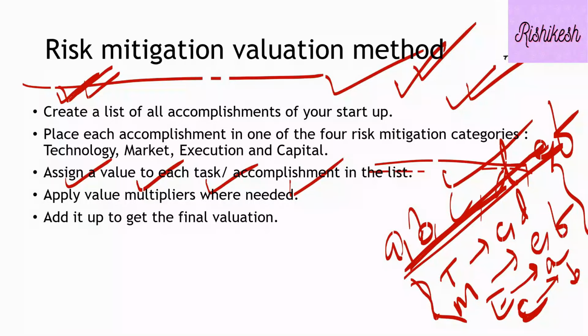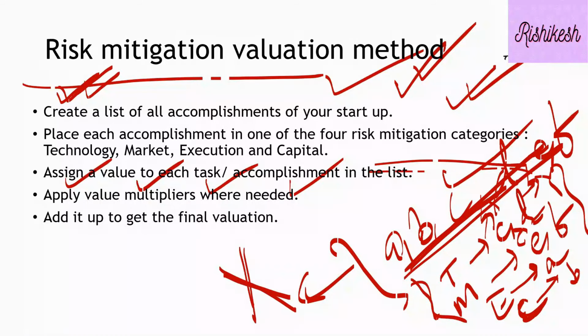Now, once you do that, next is to assign a value to each task or accomplishment in the list. So, C, you assigned a value, let us suppose X dollars, D, you assigned Y dollars, E, you assigned Z dollars, and so on. You have to assign a value and then add all these values to come out with a particular figure, let us suppose capital X, which becomes your pre-money valuation, right?